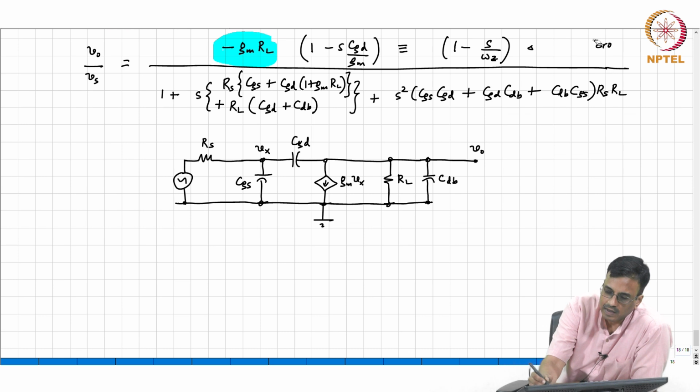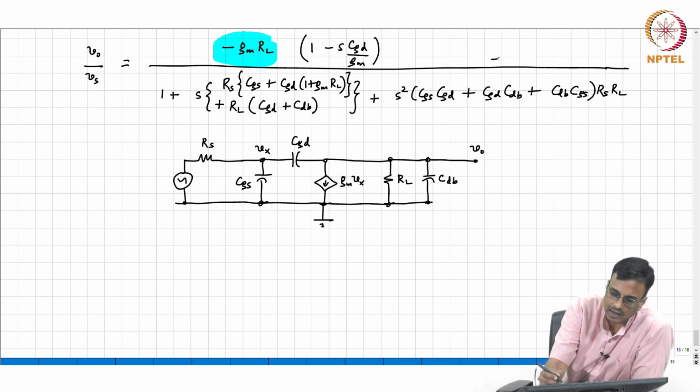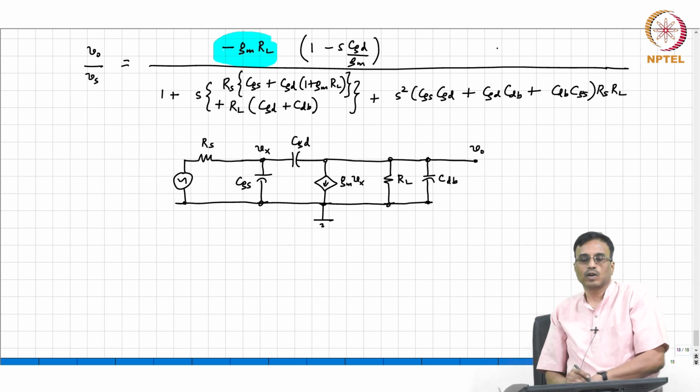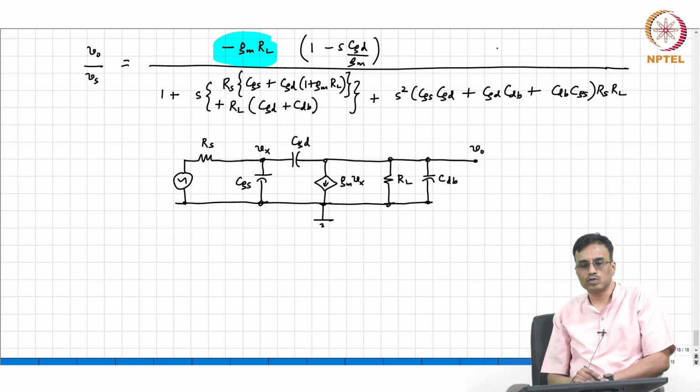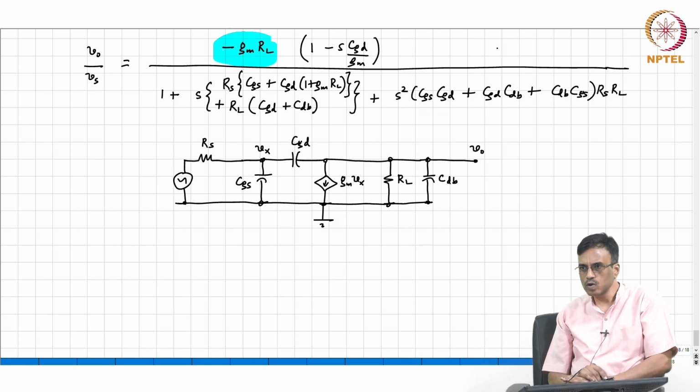Now, the question that we have is, first of all, why is there a zero? Let us take a look at the numerator and see why. First of all, what is the intuition behind why there is a zero? And second, why is the zero in the right half S plane? In other words, can we stare at the circuit and say why there is a zero in the transfer function?